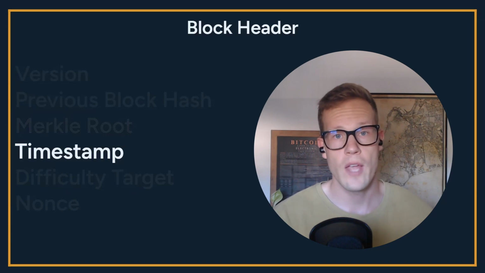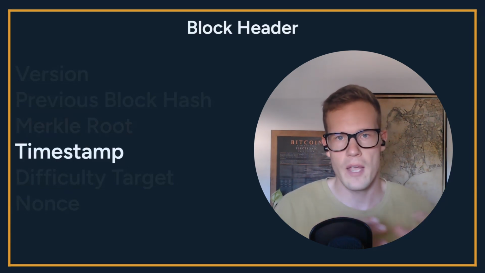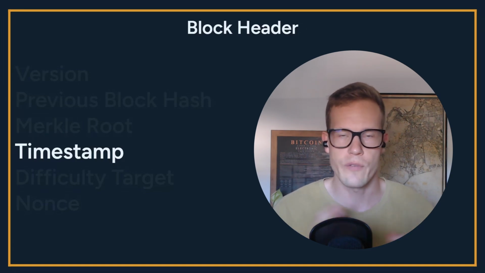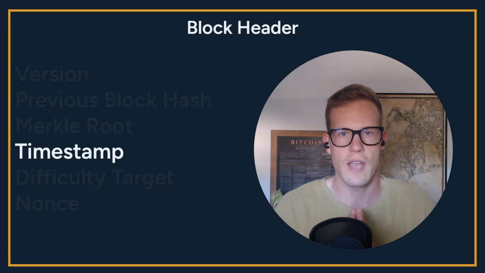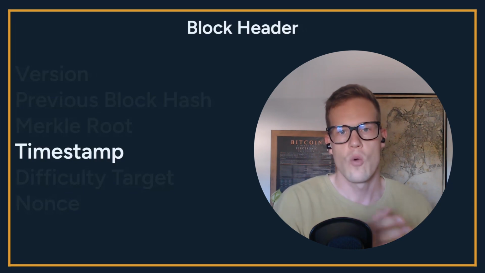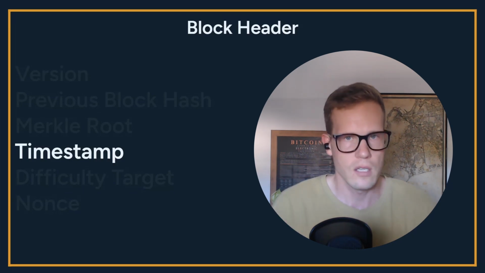So next up, we have the timestamp. This is just to signal to the network the time at which this block was created. This is also used in difficulty computations to make sure that we're always reaching that 10-minute target, right? So if the average difference between the blocks was higher or lower than 10 minutes, the difficulty adjusts accordingly.